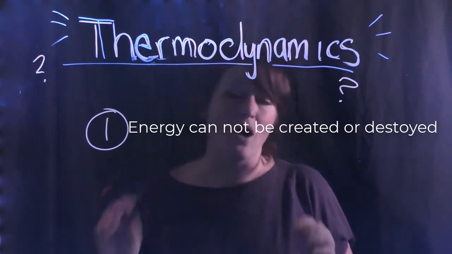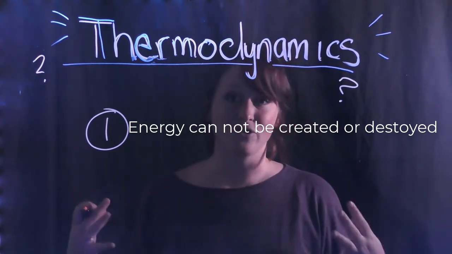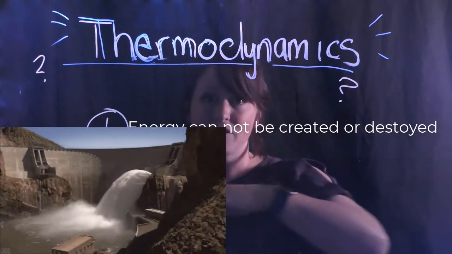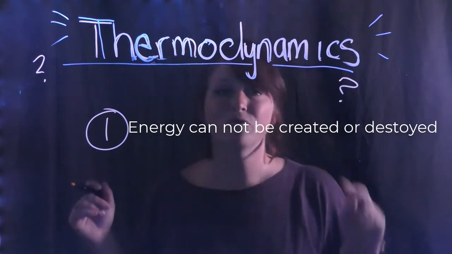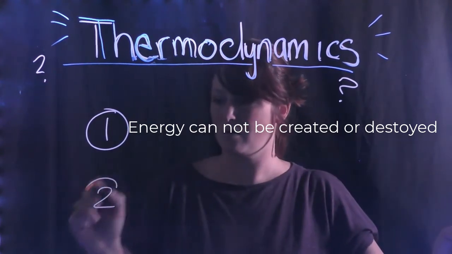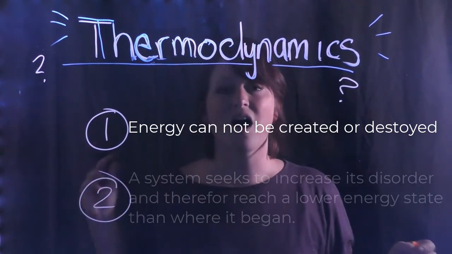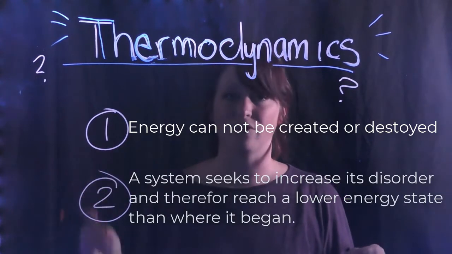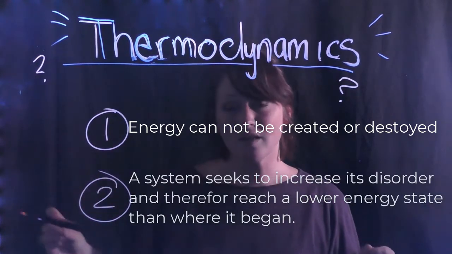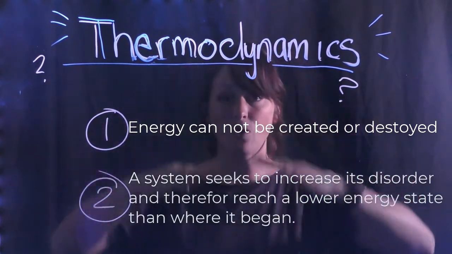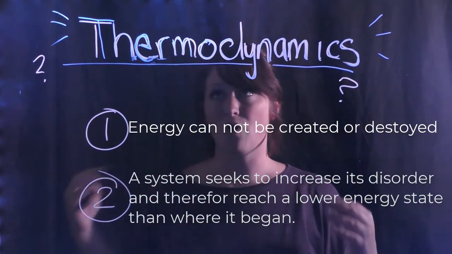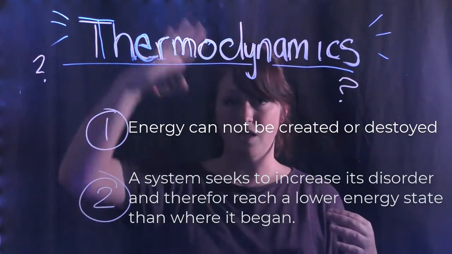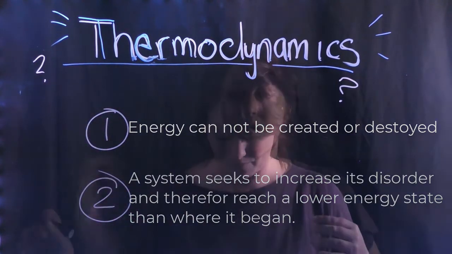This is actually how we can harness energy from the flow of water to convert it to electricity using dams. Rule number two, a system is constantly seeking greater disorder. By increasing its disorder, it can lower its energy potential. So systems are always looking to decrease their potential energy.